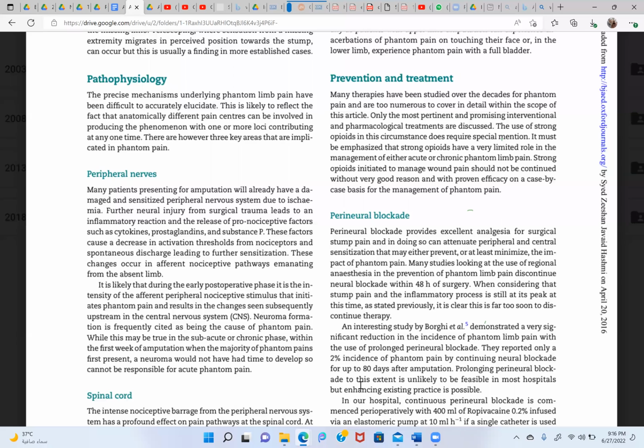So the things which we have discussed, they will ask you in this: what is phantom limb pain, what is stump pain, how it develops, what is the pathology. You will be telling that there is a peripheral mechanism and a spinal mechanism and a supraspinal mechanism. Then how can you prevent it, how can you treat it?